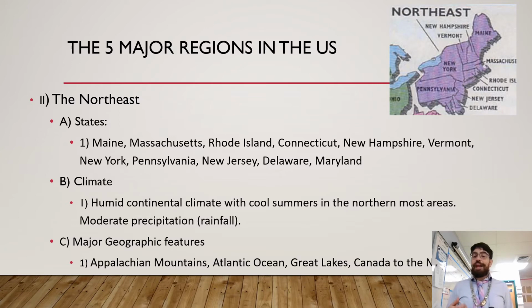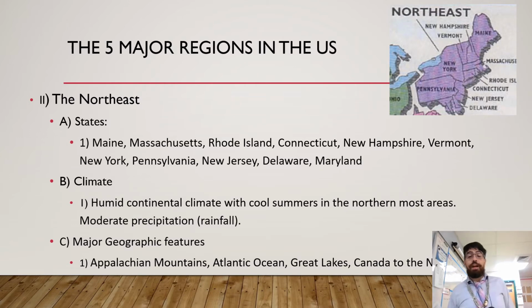When we say that they have a humid continental climate, that means that they have all 4 seasons and that it's humid. So that means it has a high humidity and there's moisture always in the air. As for moderate precipitation, it rains a moderate amount, in the middle, not too much, not too little, smack dab in the middle. And we have some major geographic features that we need to know of.